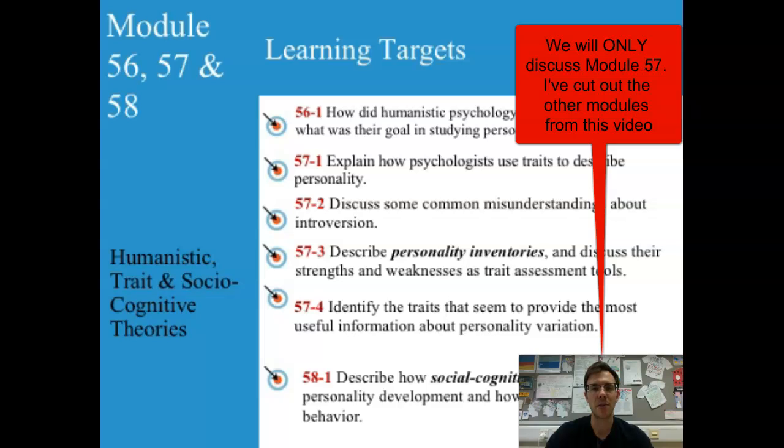Hello AP students, welcome back for another lecture on Unit 10. We're going to be discussing modules 56, 57, and 58. So we'll be looking at the humanistic developments of personality, trait perspectives on personality development, and lastly the socio-cognitive theories.